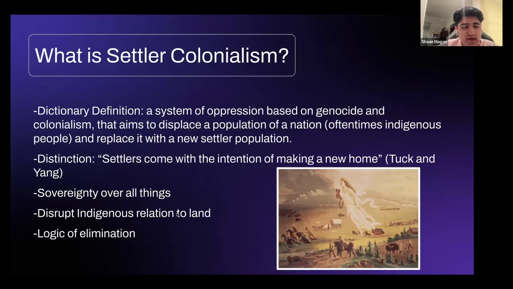The reason why this is important is that this inherently disrupts the relation that whatever indigenous people have to that land and relies on a logic of elimination, which is a term you'll hear a lot. It basically just means that for the settler to make a new home, they have to assert their authority and their sovereignty over that land, which inherently relies on eliminating the indigenous people's sovereignty and their relationship to said land.